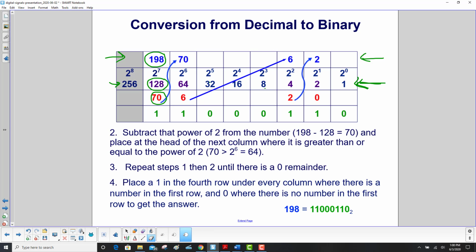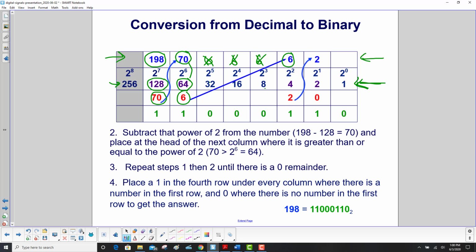That was a bad call. How about over here? Is 70 greater than 64? Yep, put it there. Once again, subtract. 70 minus 64 is 6. Okay, so let's look at the very next column. Let's put 6 there a second. Is it greater than 32? No, doesn't belong there. Is it greater than 16? Nope. Is it greater than 8? Nope. Is it greater than 4? Yes. So I put it over here.